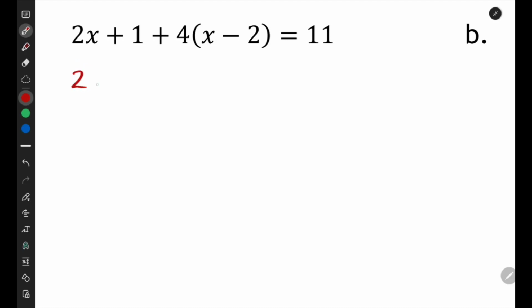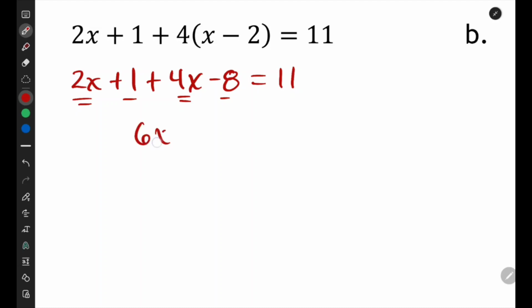So just to be intentional, I'm going to write the 2x plus 1. And then plus, and I'm going to distribute this. This is going to become 4 times x, and then 4 times negative 2 is going to be negative 8, and that equals 11. I'm going to combine these. They're like terms, and they're on the same side of the equation. All these are on the left-hand side. So I'm going to get 6 times x, and then minus 7 equals 11. If I add 7 to both sides, I get 6 times x equals the number 18.